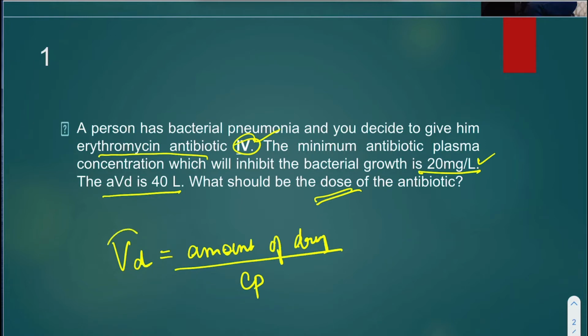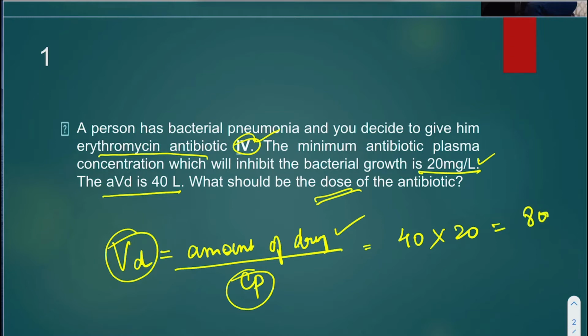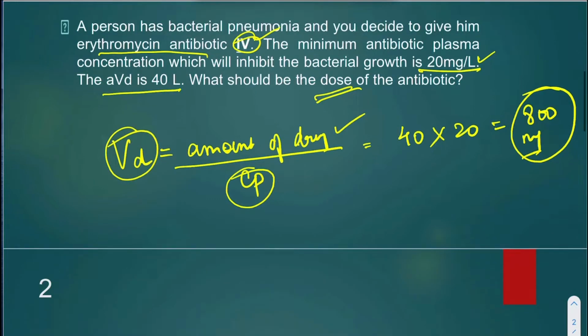Now we have the volume of distribution and the plasma concentration, so we can definitely find out the dose, or the amount of the drug that we need to give. The apparent volume is 40, multiplied by 20, that is the plasma concentration, which equals 800 milligrams. So this would be your dose of the antibiotic. This is very simple. You just have to remember the formula for volume of distribution. Now let's go to the second one.